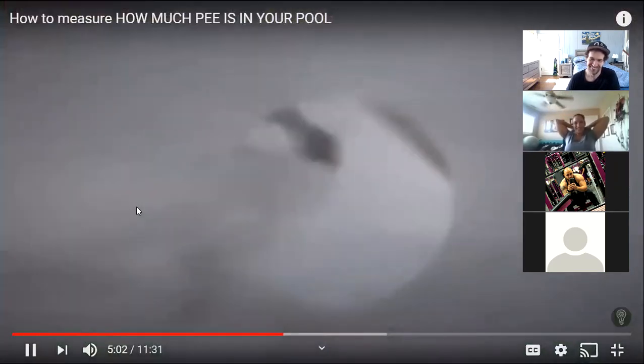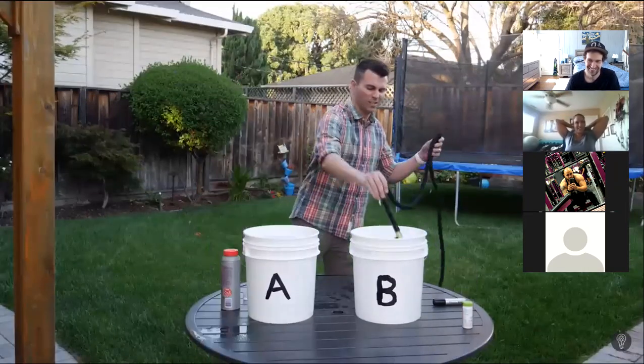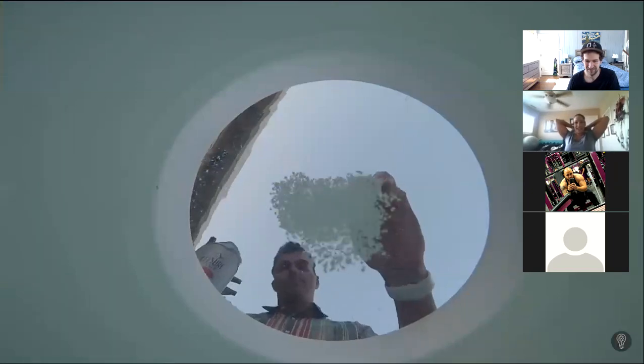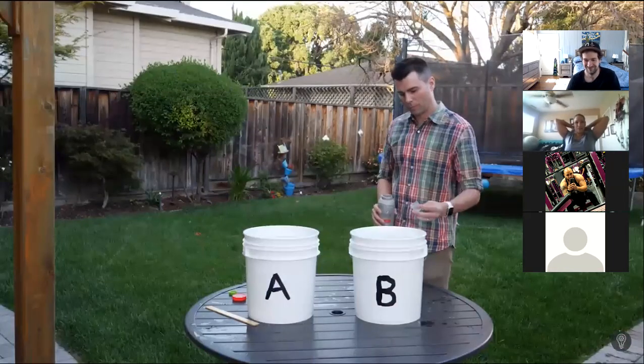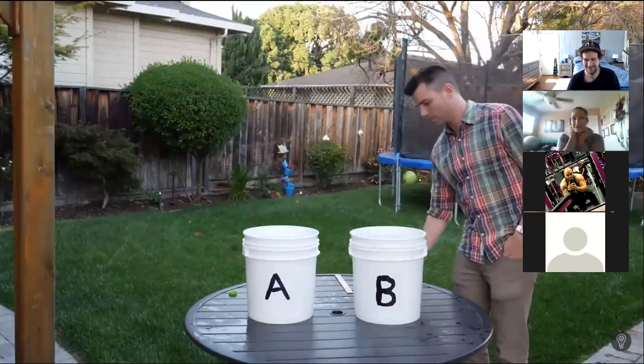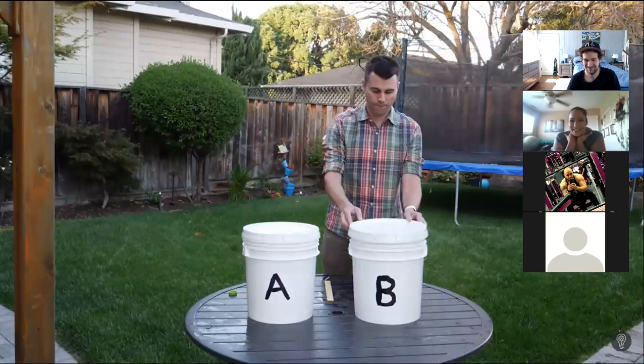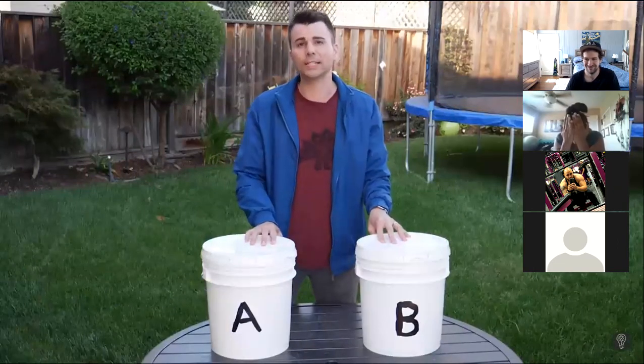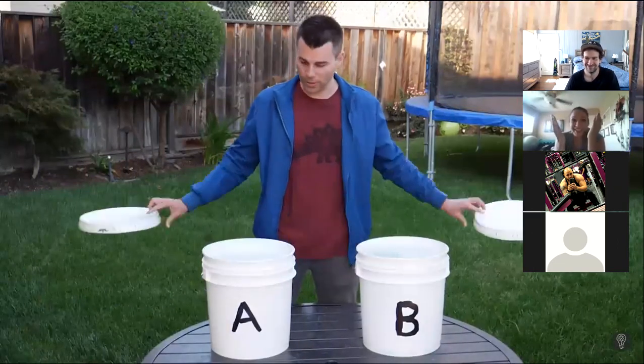For the experiment, I got two 5-gallon buckets and filled them with pure water. Then I added 4 times the recommended concentration of chlorine for that volume of water to both buckets. And then only in the bucket labeled B, I added just a little bit of pee. And I let it sit for a couple days. All right, so it's been 3 days. So this is the moment of truth.